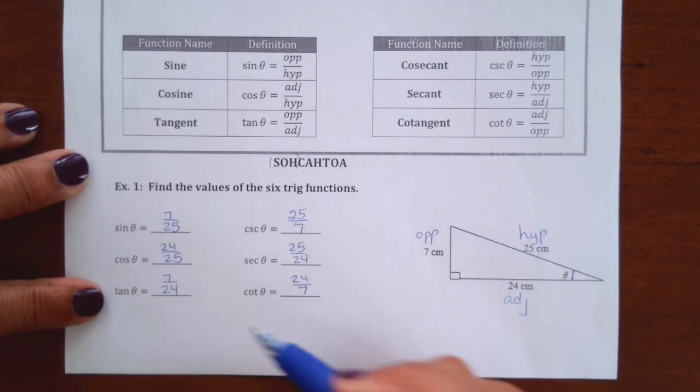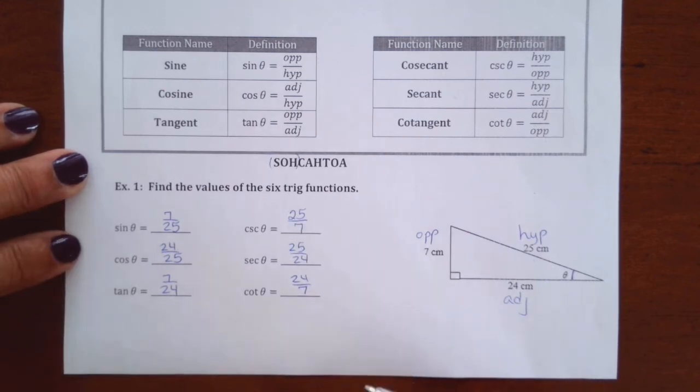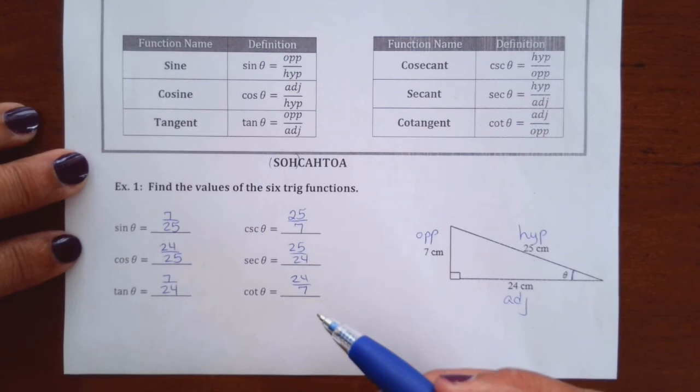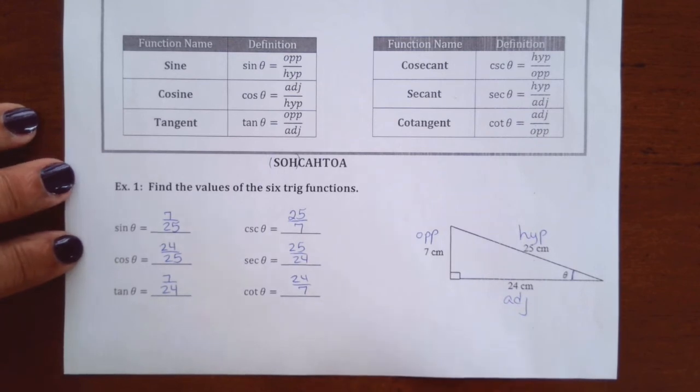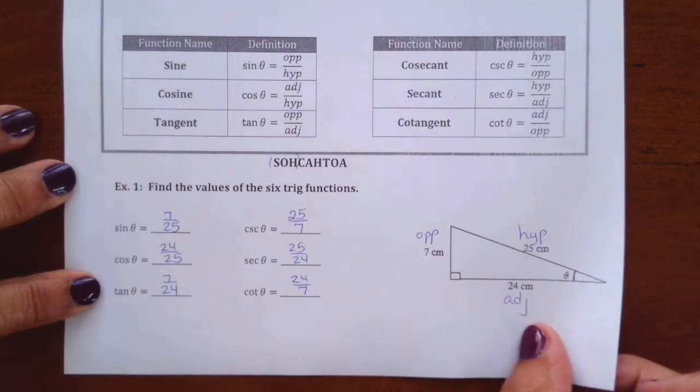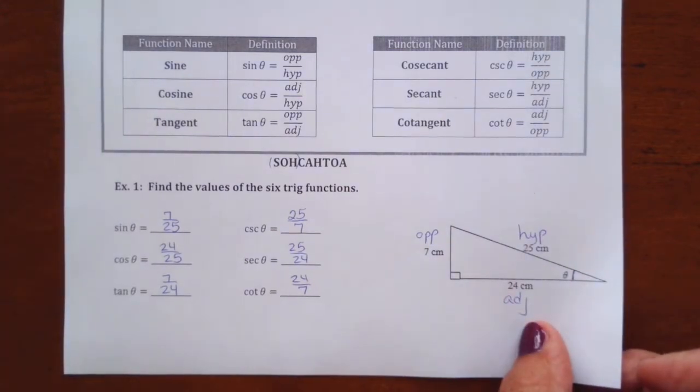Now you usually want to leave your trig ratios as fractions, just reduce them. You don't want to write them as a decimal, you don't want to write them as a mixed number. Just leave them in fraction form. Okay? All right, so that one was kind of basic. Just getting you used to the ratios and where they are.